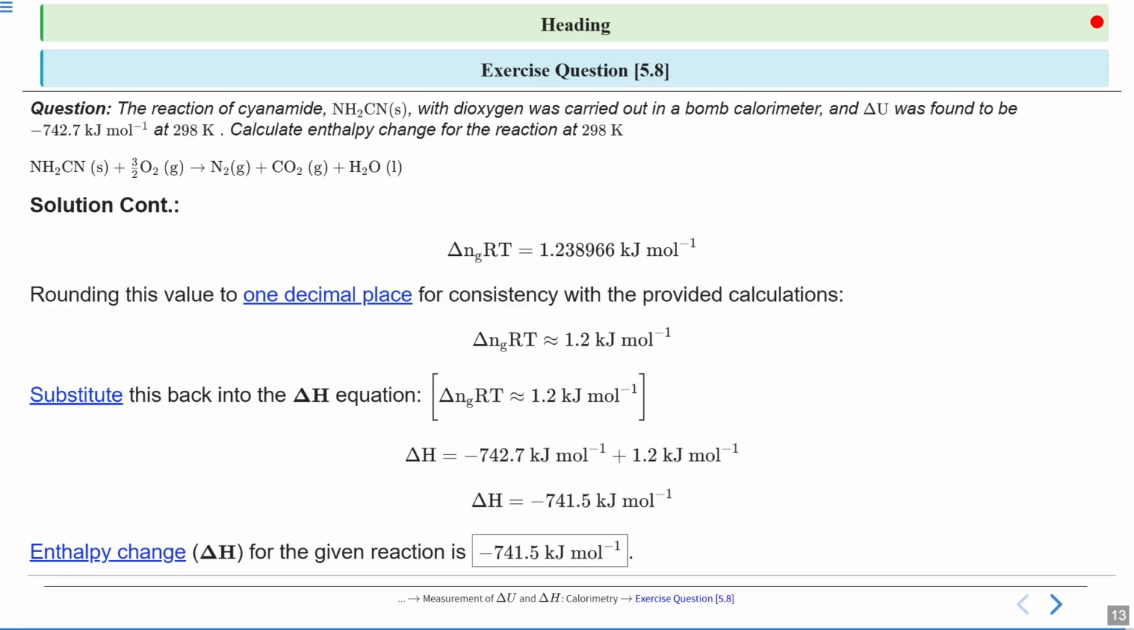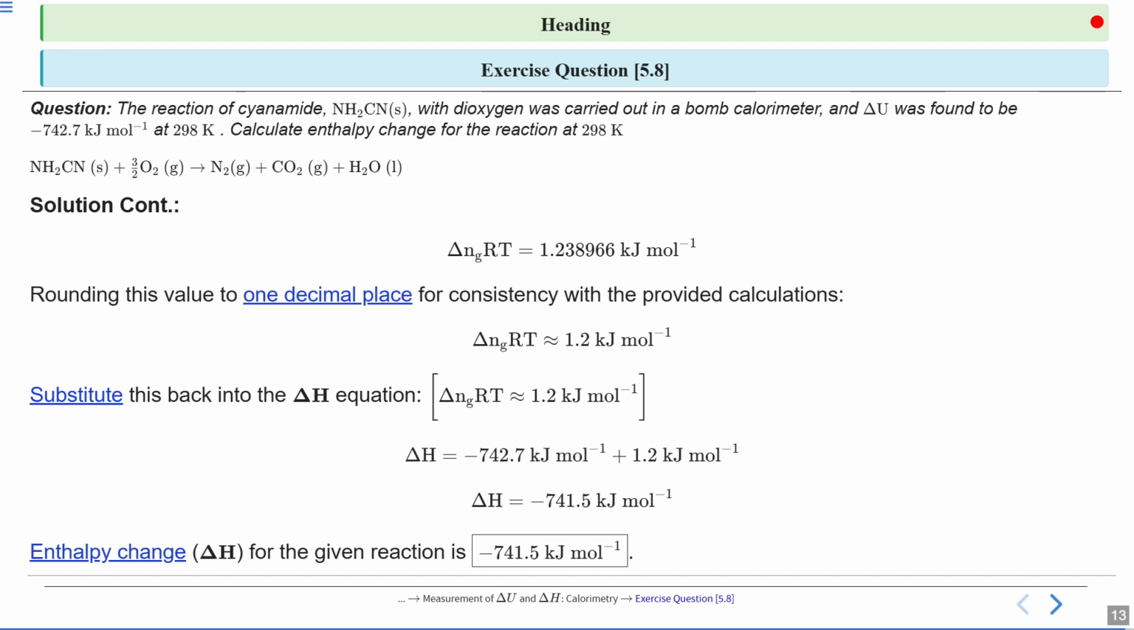Now, first we calculated delta NgRT. We have the value of delta U. We put it back in the equation because delta H is equal to delta U plus delta NgRT, and we got it as minus 741.5 kilojoule per mole. With this, we have completed this part. Now, let me summarize it for you, what we have done throughout this discussion of calorimeter.